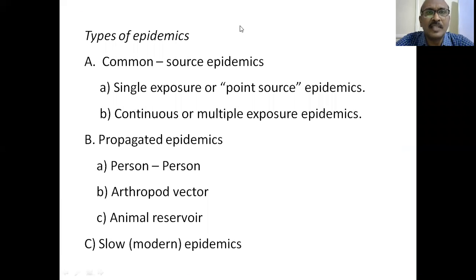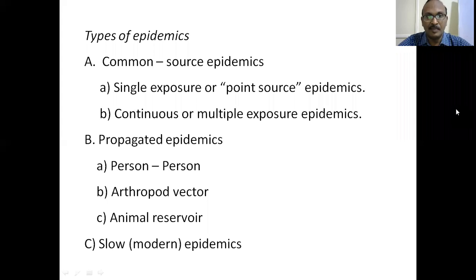Now, what are the types of epidemics? Types of epidemics are common source epidemics, propagated epidemics, slow or modern epidemics. The common source epidemics can be single exposure or point source epidemics, or continuous or multiple exposure epidemics. Propagated epidemics are where there is propagation from one to another. It can be person to person, arthropod vector, or animal reservoir.